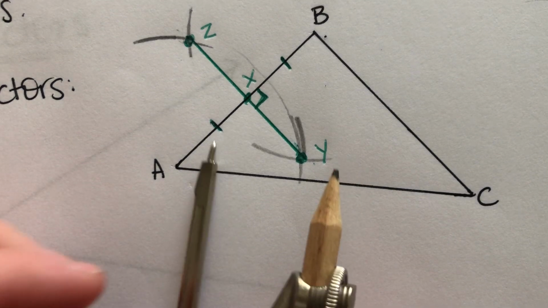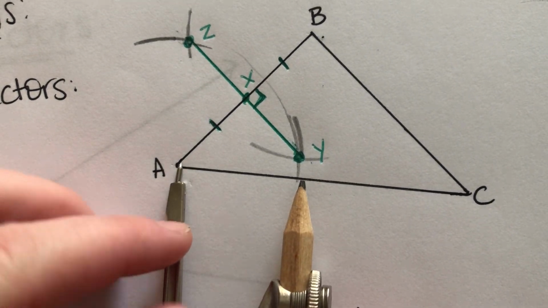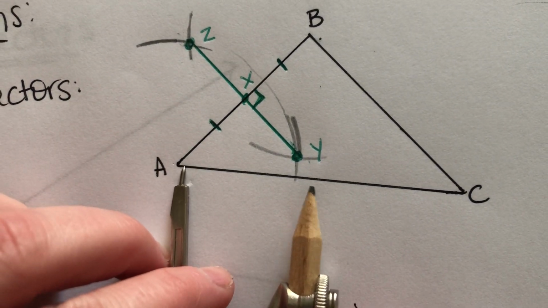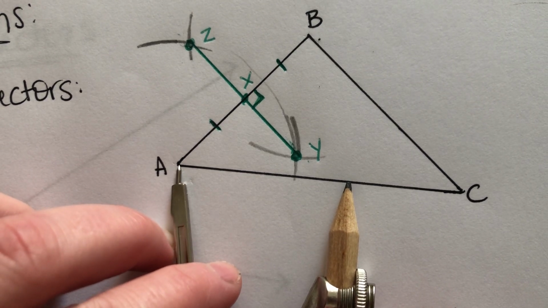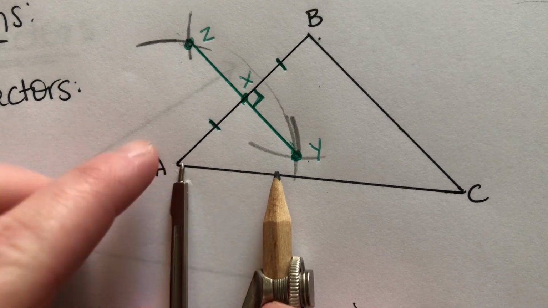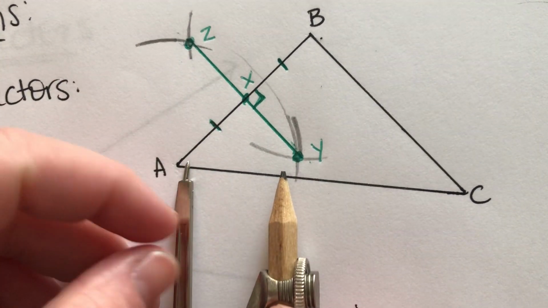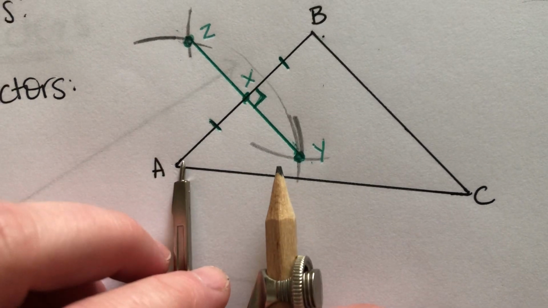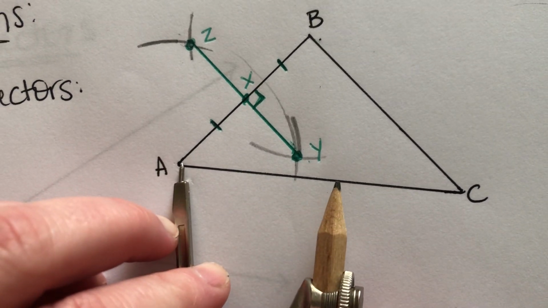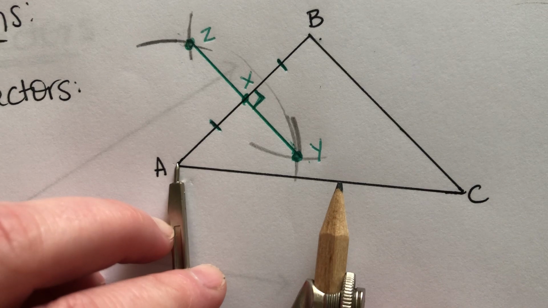Okay, so again, when I'm using my compass, I want to make sure it's spread apart over half. At least half, if not a little bit more than half. If it's less than half the length of the line segment that I'm looking at, then when I draw these little circle arcs, they're not going to intersect each other. I want them to cross over each other. So I got to make it a little bit wider than half. That looks wider than half.